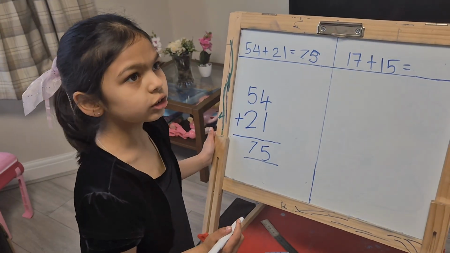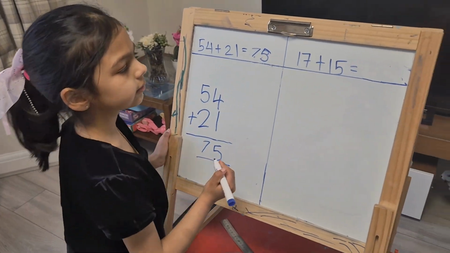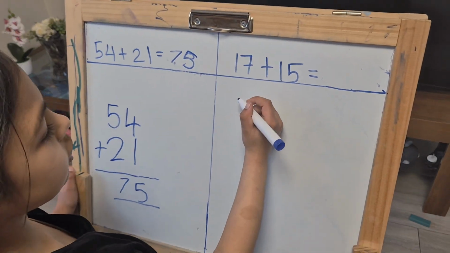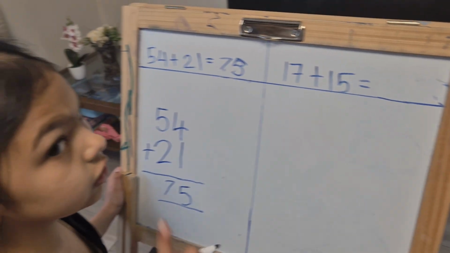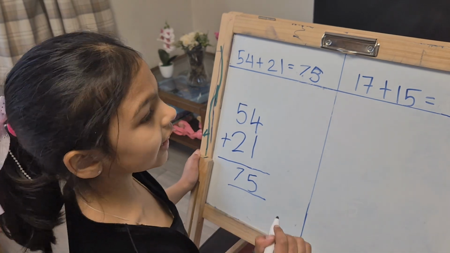We are going to go on to the second example. So our second example is 17 plus 15 equals, we don't know the answer yet, so we are going to find it out.